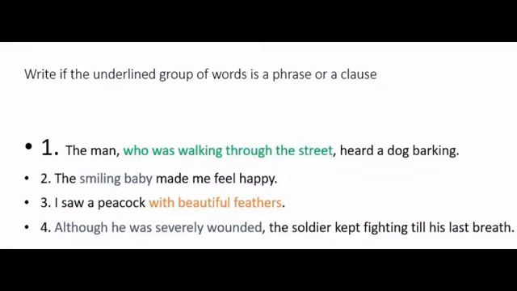In the second sentence, the smiling baby made me feel cry. Here, smiling baby is a colored group of words and it is a phrase because it has no subject and no predicate of its own. Take the third example. I saw a peacock with beautiful feathers. Here, with beautiful feathers is a group of words, but it has no subject and no predicate of its own, so it is a phrase.